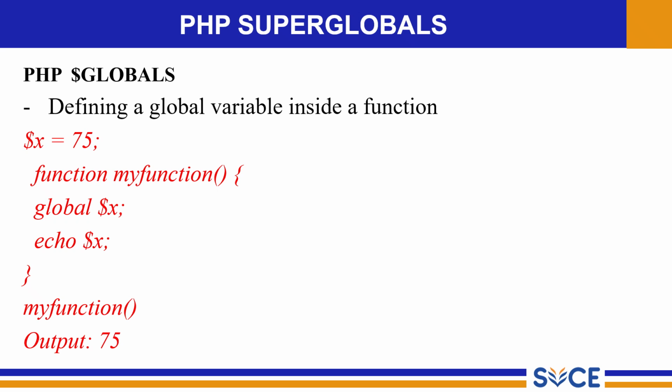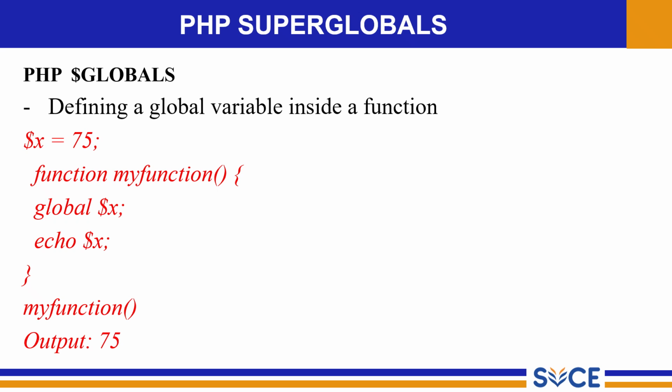You can also refer to global variables inside the function by defining them as global with the global keyword. Let us consider the given code. In the given code, the first line declares a global variable $x and assigns it the value of 75. It is defined in the global scope. Then we are defining a function called myFunction.